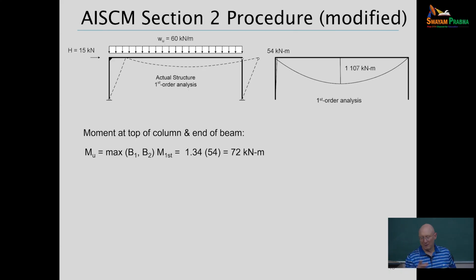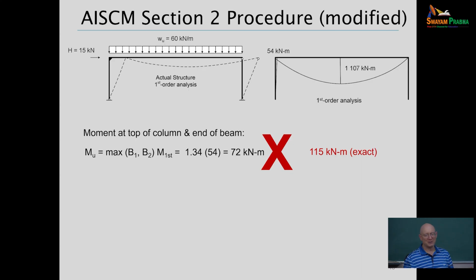B1 is equal to 1.54 kilonewton meters is the maximum moment in the column. I get 72 kilonewton meters. That's a bit of a problem. The actual moment is 115. What's going wrong here? Why is this not working?